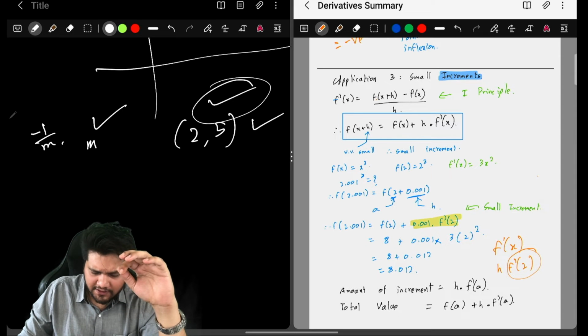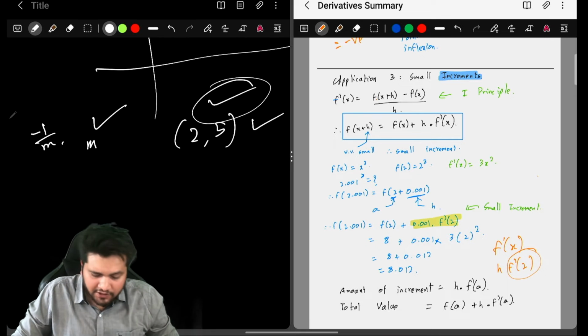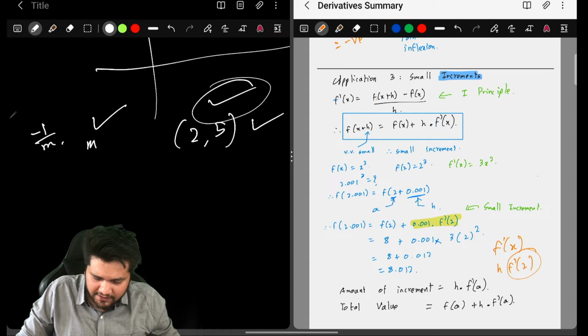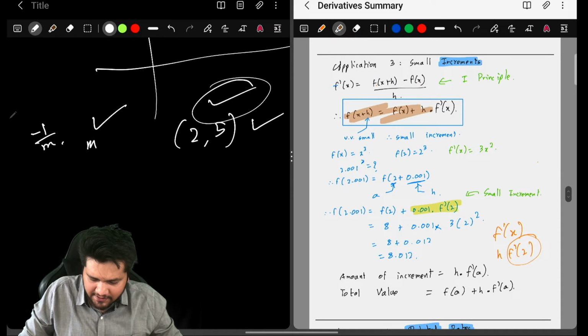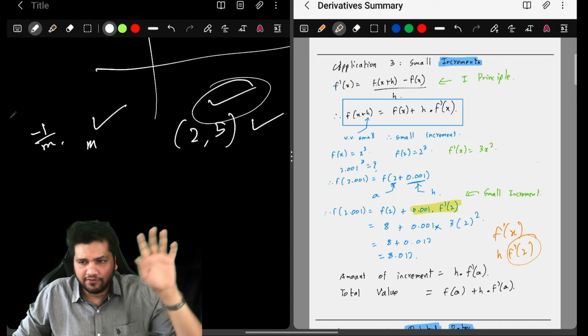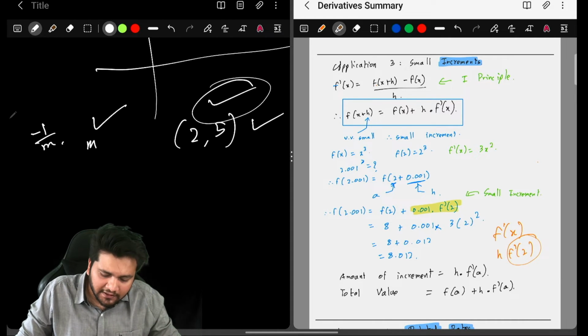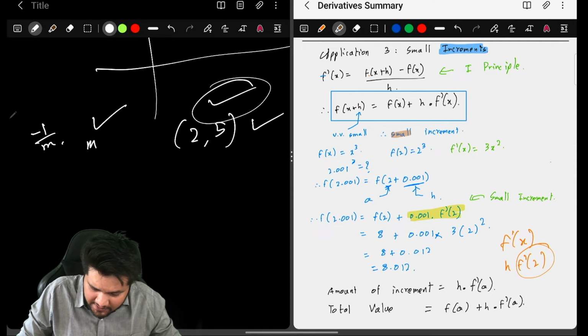If I talk about f of x plus h minus f of x, we are done with the gradients now. We are talking about small increment. We know that f dash of x is nothing but f of x plus h minus f of x upon h. That is nothing but your first principle. I'll rearrange and I'll get f of x plus h is equal to f of x plus h into f dash of x, just shifting h on the other side, f of x on the other side. Understand? I'm mentioning again and again that h is very, very small. That's why we say small increment.